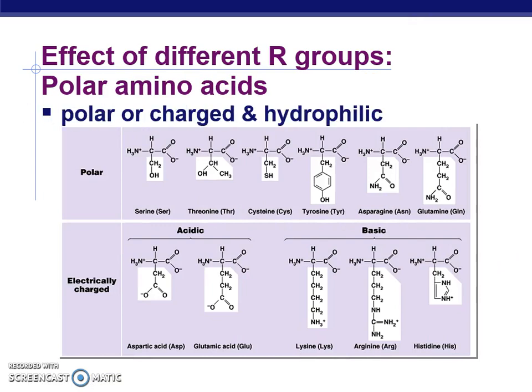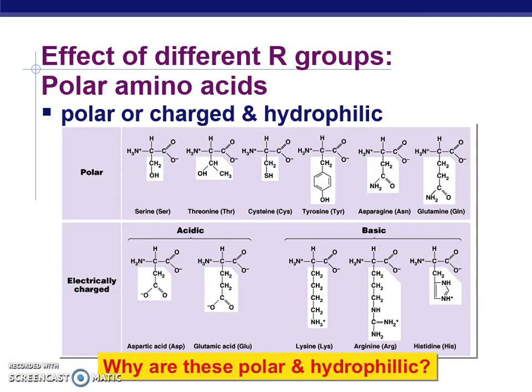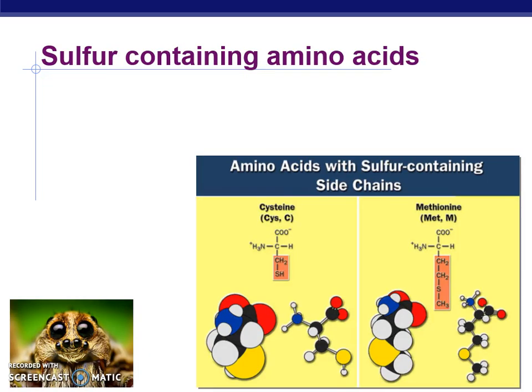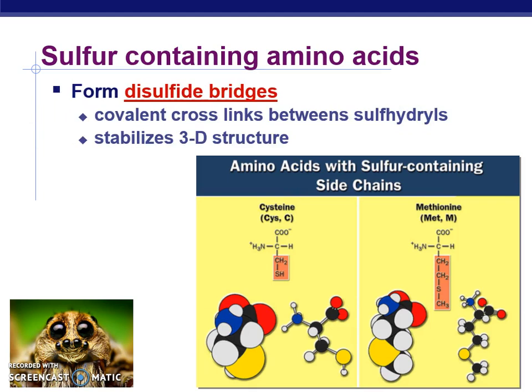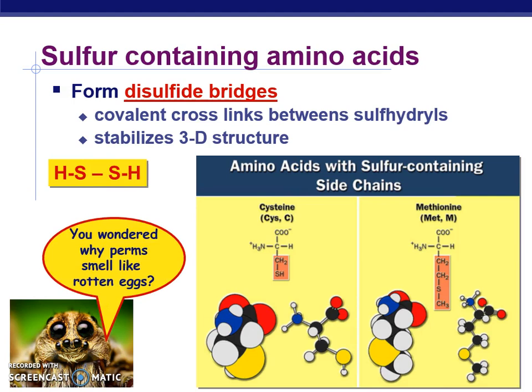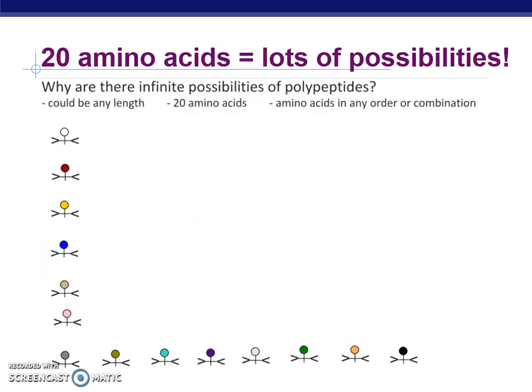Here you also have your polar. You can have some that form acids in solution, some that form bases, and then you have these guys. These are really important, the ones that form disulfide bridges. And these are going to be really key in terms of stabilizing the 3D structure. And if you're interested, you can look up what that has to do with perms.